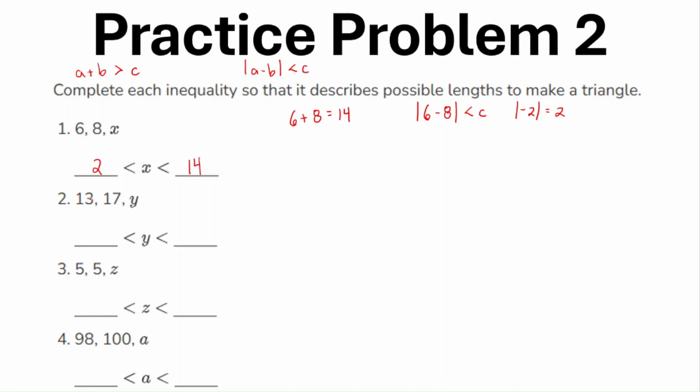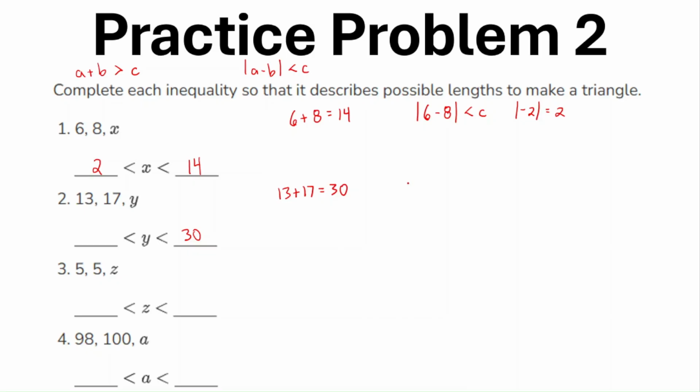So now let's look at number 2. I've got 13 and 17. So if I add them together, I get 30. So this other side must be less than 30. Otherwise, these 2 lines will not be able to reach the ends and form a triangle.